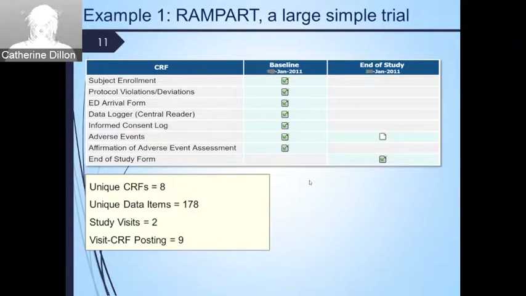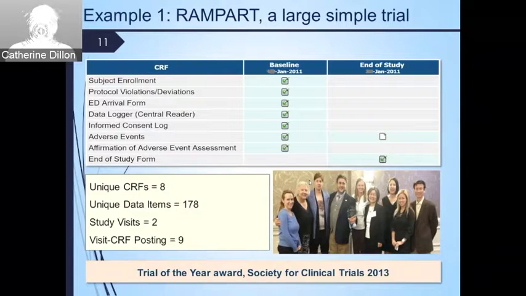So RAMPART was a clinical trial that we did through the NETT network. And it was a large, simple trial. You can see we had a total of 8 unique case report forms and a total of 178 unique data items, 2 study visits, and so a total of 9 CRFs are posted for a subject. It was a great trial. It won Trial of the Year award at the Society for Clinical Trials meeting in 2013, and it's changing the way that people with status epilepticus are being treated in the ambulance before they make it to the hospital. So it was a great success.